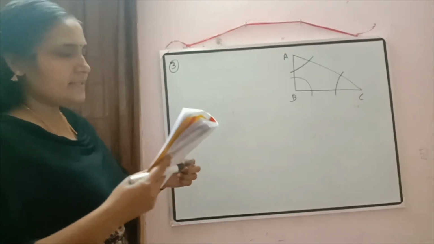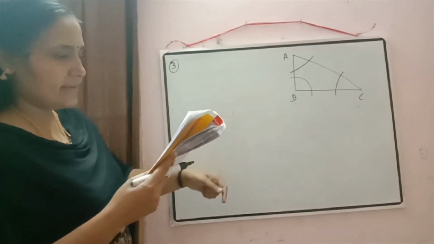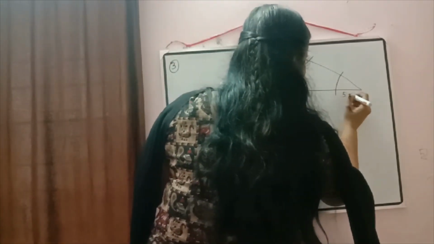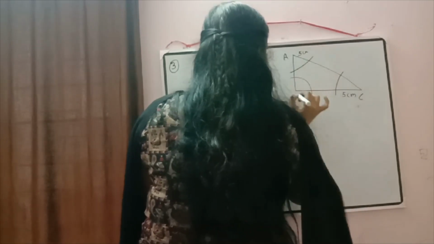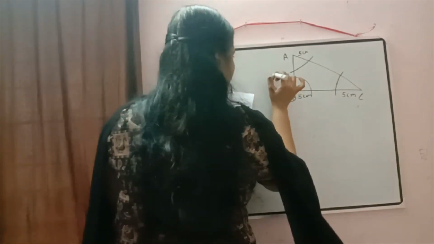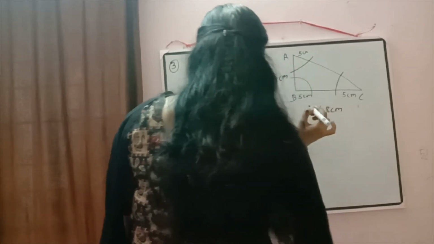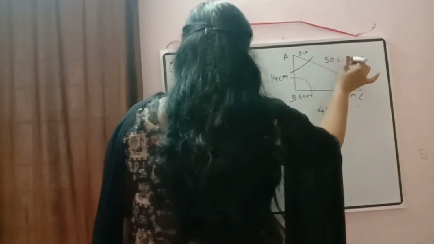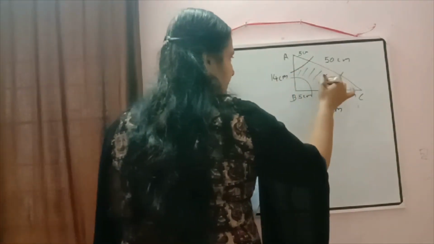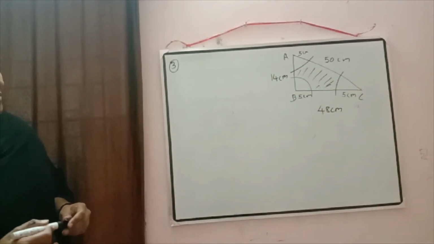Now in this question it is written, with vertices A, B, C of a triangle ABC as centers, arcs are drawn with radii 5 centimeter. So here each radius is equal to 5 centimeter. If AB is equal to 14 centimeter, BC is equal to 48 centimeter and AC is equal to 50 centimeter, find the area of shaded region. So this is the shaded region, as you can check the diagram. Okay. So can you tell me how we will do this one?